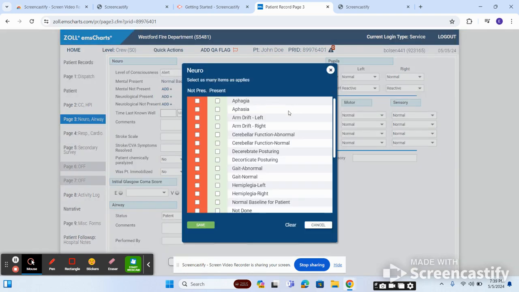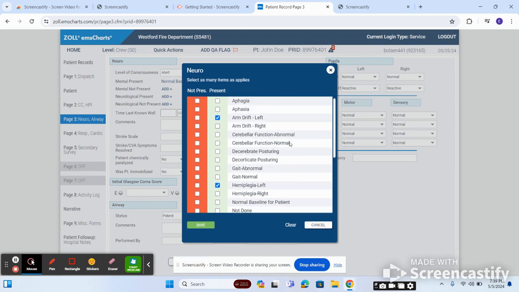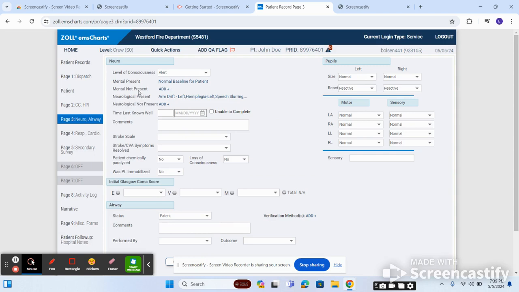Neurological present, this is where we get more into the stroke-like symptoms. So we're going to say that he's got leftward arm drift, he's got left hemiplegia, he's got left-sided weakness, he's got left-sided facial droop, he's got thick speech, so we'll say he's slurring his speech, and we should be good with that. Remember, anything that says not is a pertinent negative. Those do not need to be added in.